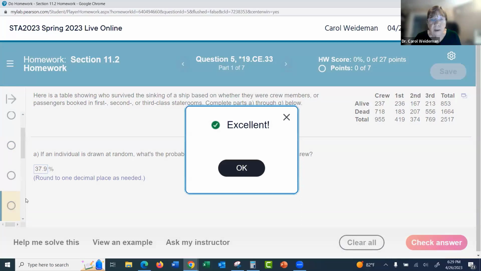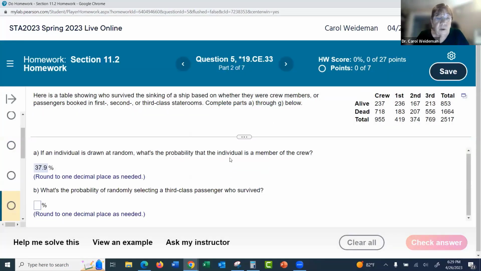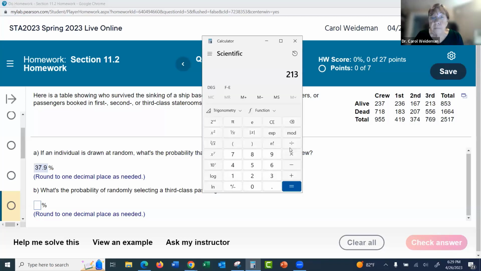Now we want to look at the probability of selecting a third class passenger who survived. So now you're going to go in for one of the cells of the table. Third class passenger who survived: right here, 213, and I'm going to divide by 2517. So I'm going to take 213 and divide by 2517, and multiply by 100.